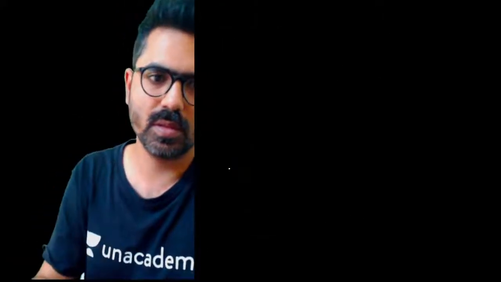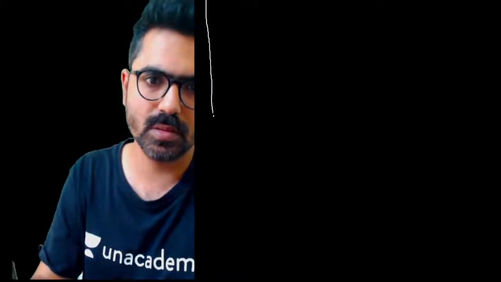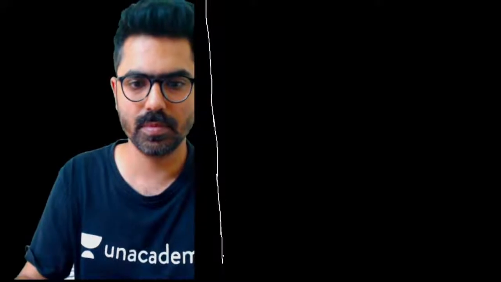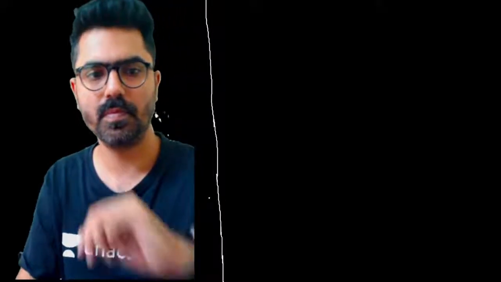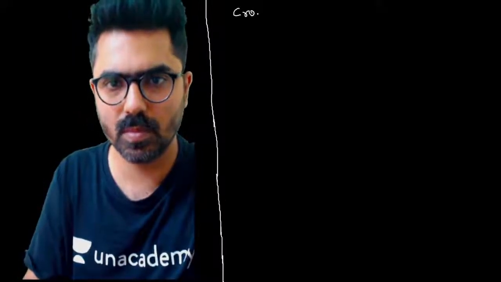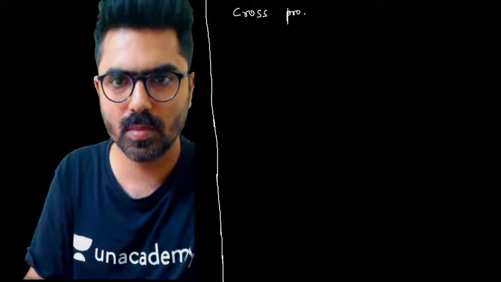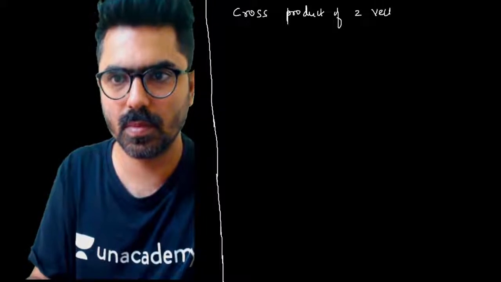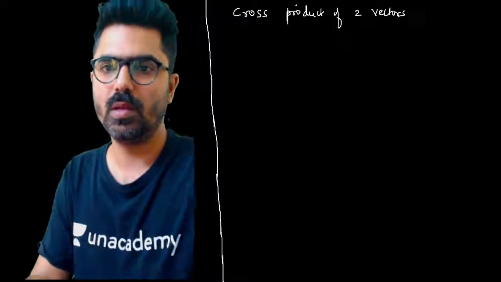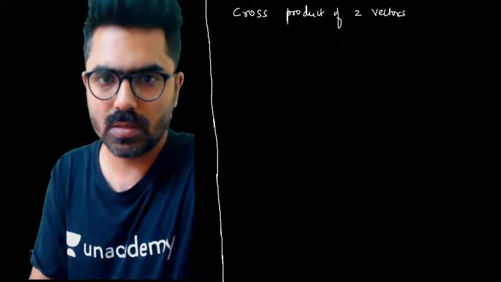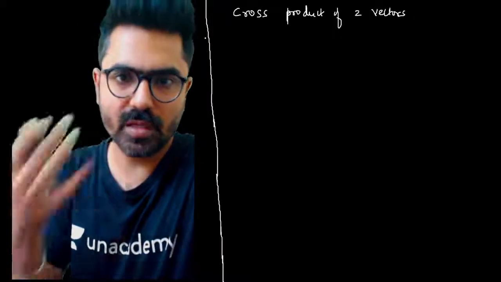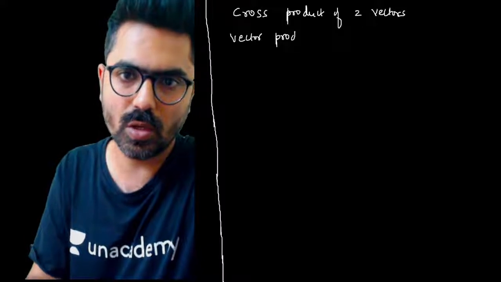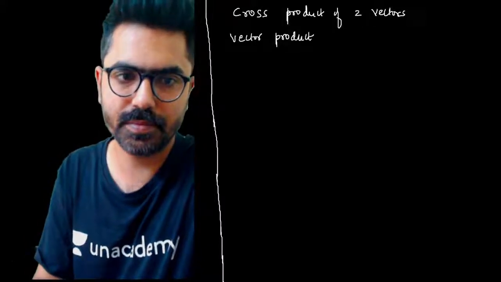Now the last concept which we are going to take is cross product. Cross product of two vectors. Okay. The resultant in this will be a vector, so it is also called vector product. It is also called vector product.